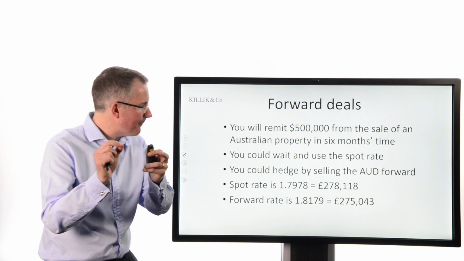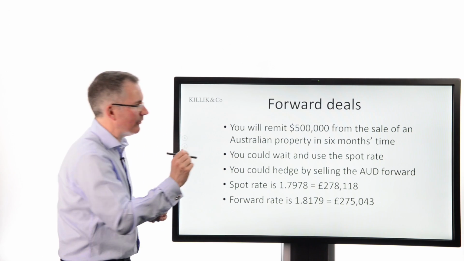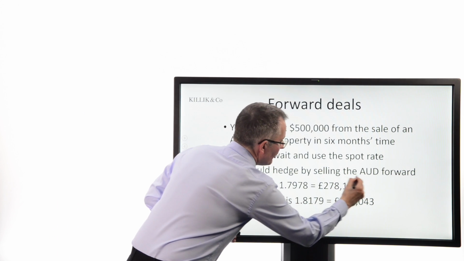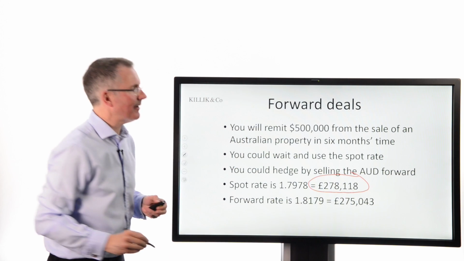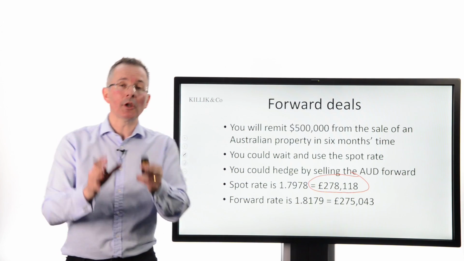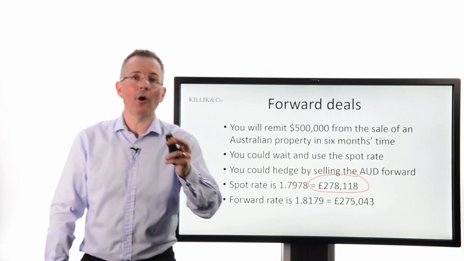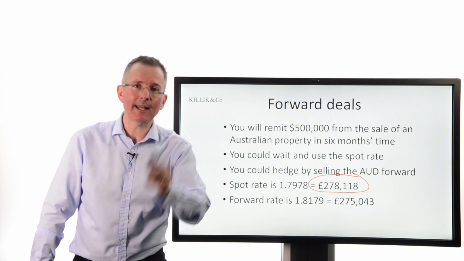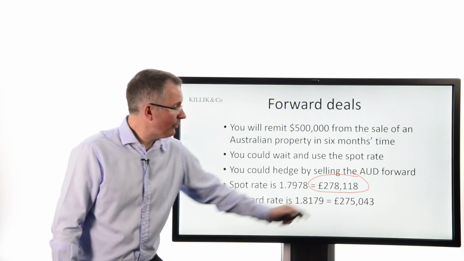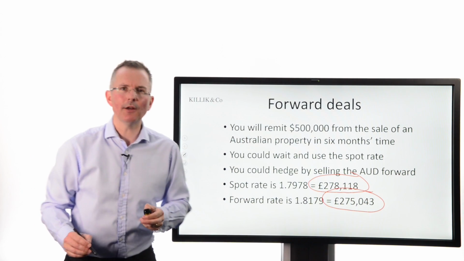And notice something here. Okay, let's do a quick comparison. Let's imagine you were changing the 500,000 Aussie dollars into sterling right now at the spot rate. Notice I'm saying that would be worth around £278,118. But if you're going to do it at the forward rate, you're agreeing that rate now. What it means is when you remit the $500,000, you will effectively sell them to a currency provider or bank, and they will give you sterling. They will give you 275,043. Why is that? That's not as much, it's a bit less.